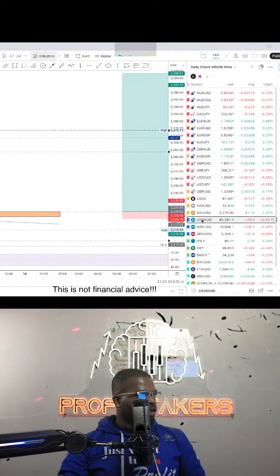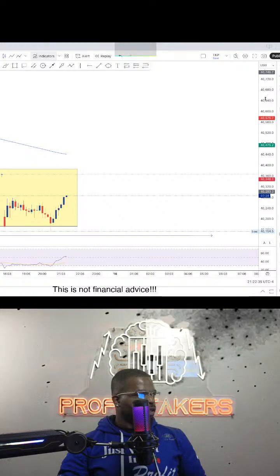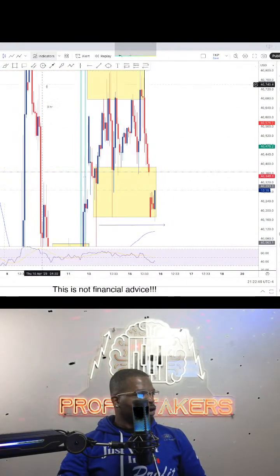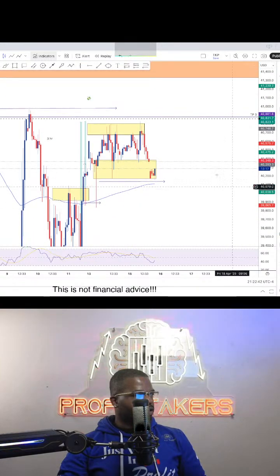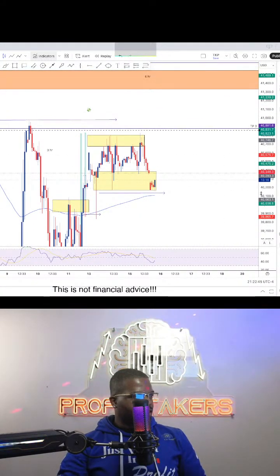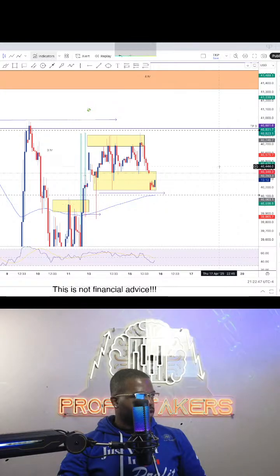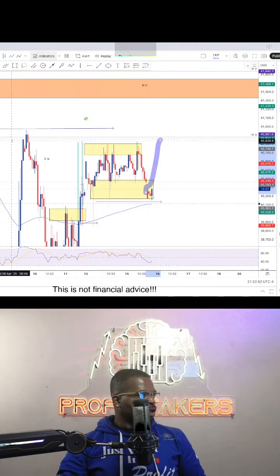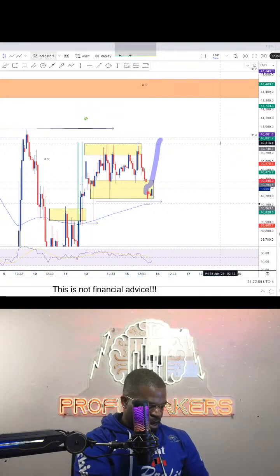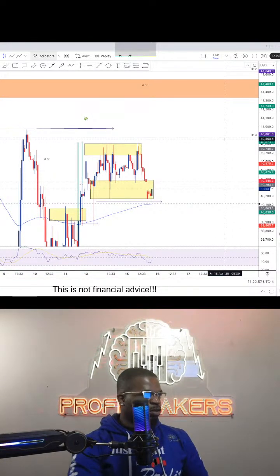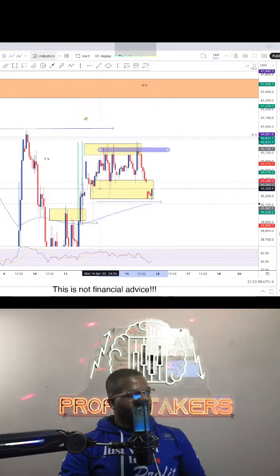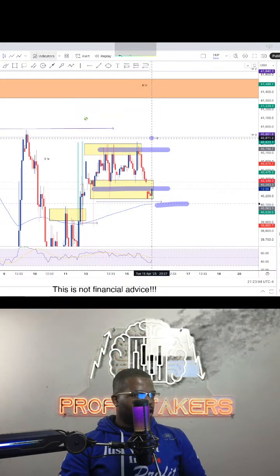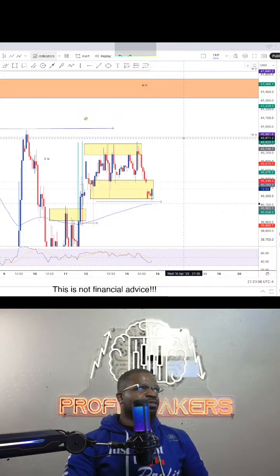US 30. We trapped US 30 in range earlier. We did not do anything with it. We are looking for US 30 to move up and break above these highs, but what we did not want to do was to rush into these positions. So that's why I'll trap price and wait for either a clear break below or a clear break above before looking for these trade setups.